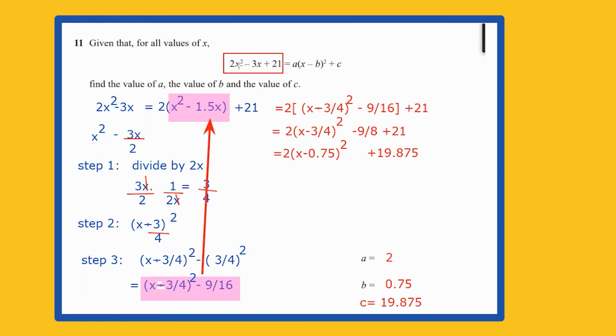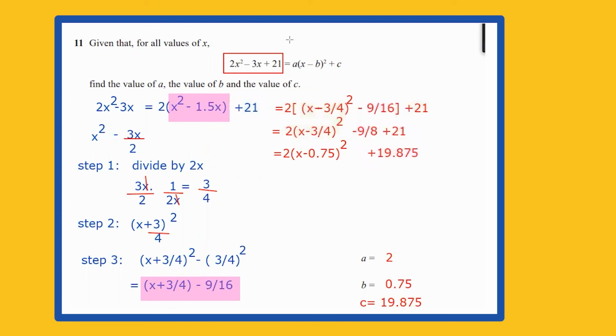Now don't forget that we have this additional number here of 21. So we then add the 21 at the end. Now I'm going to simplify everything I have. So this whole thing is going to become this. Then I'm going to add minus 9 over 16 into 2, which will make it minus 9 over 8, and I add it to 21. When I do that and I simplify this, I'm going to make this 19.875.